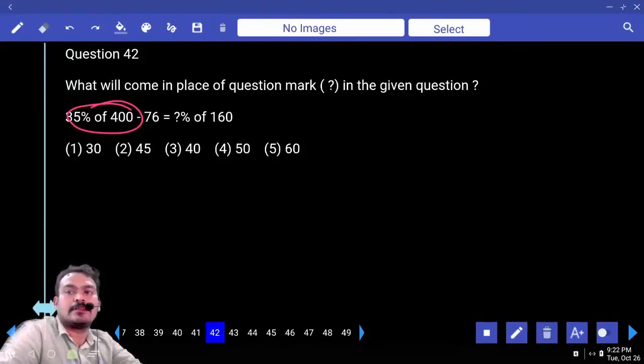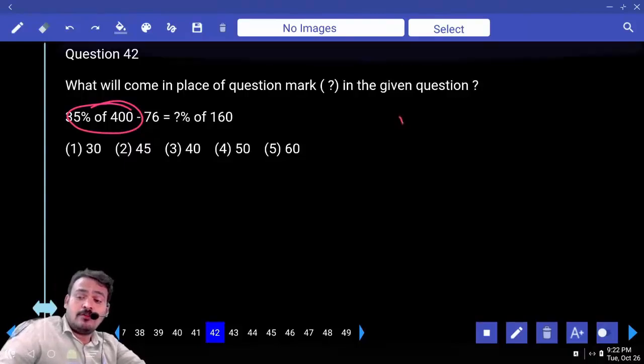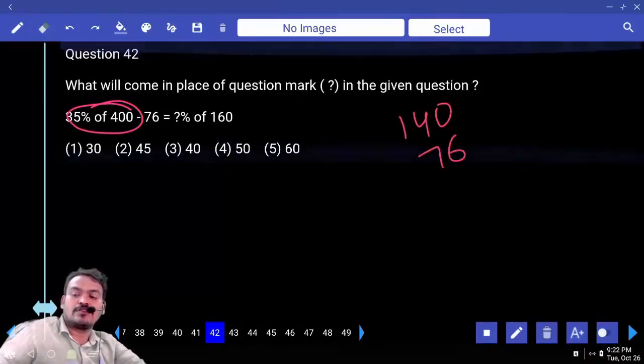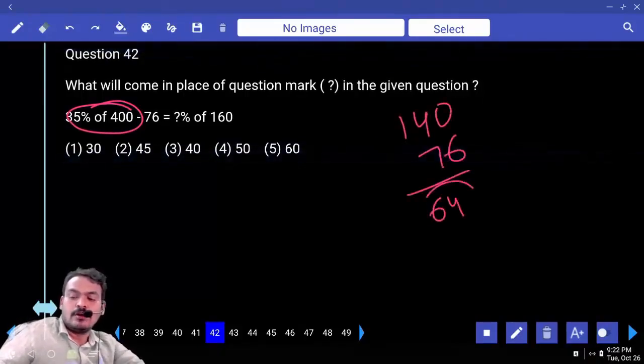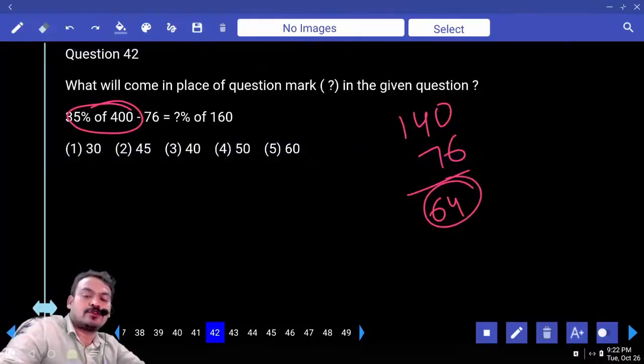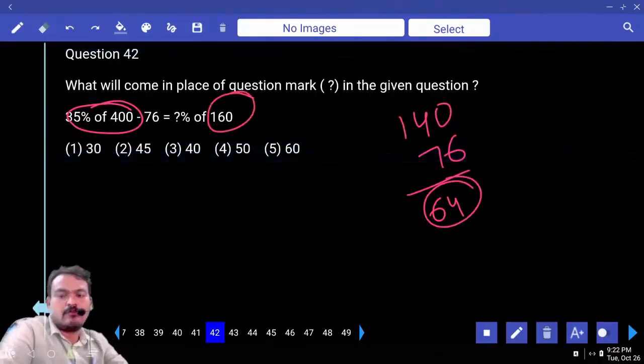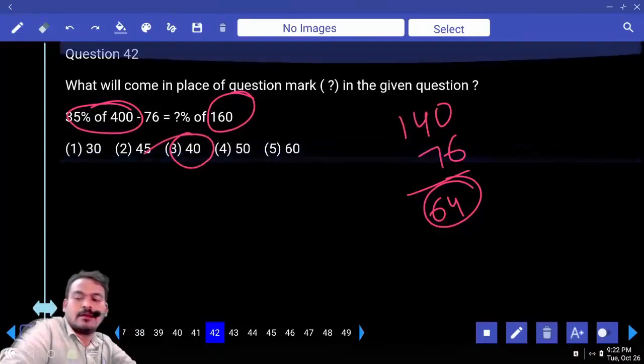140 minus 76. How much value? 64. 64 is what percent of which value? 160, or not? What is the 10% of 160? 16. 64 means how many times? 4 times. Then the answer is 40%.